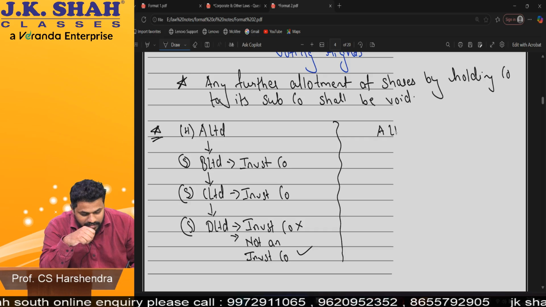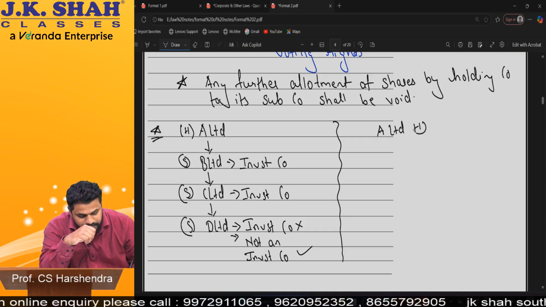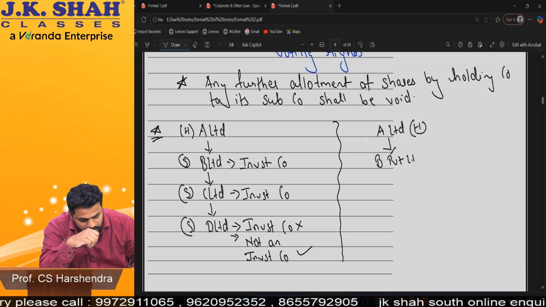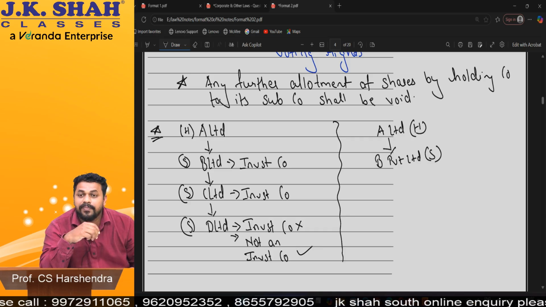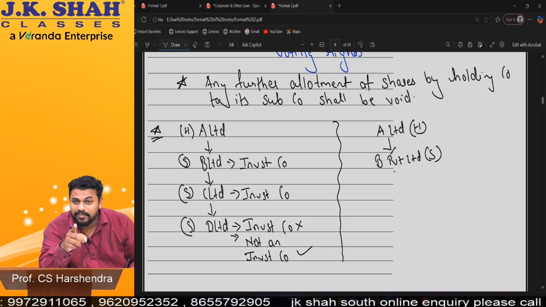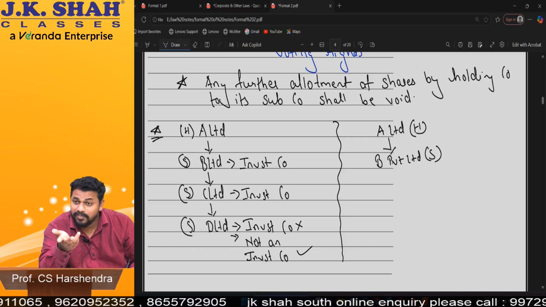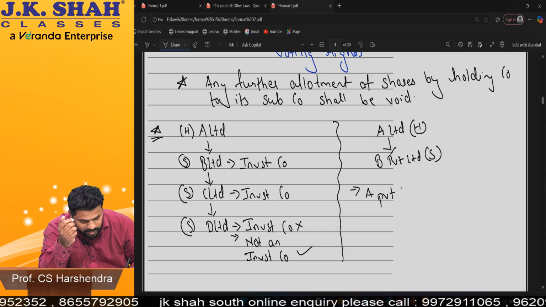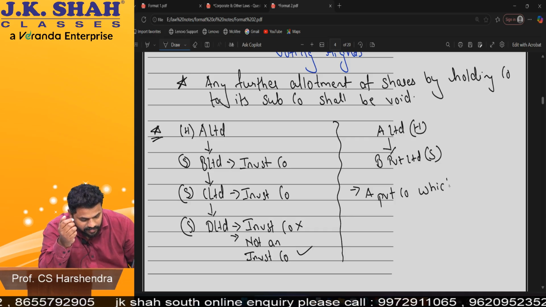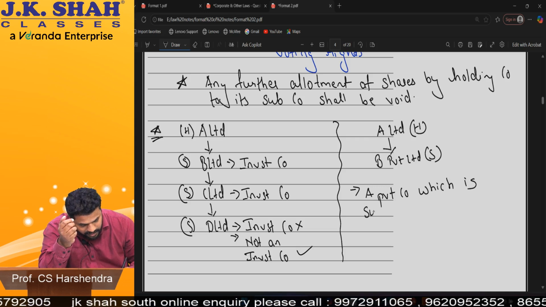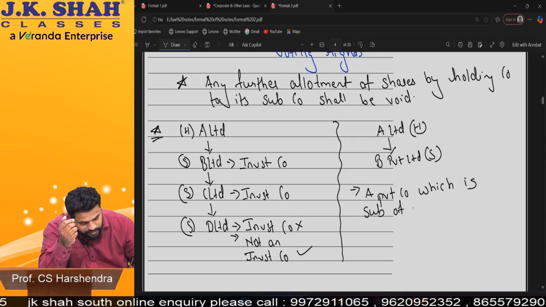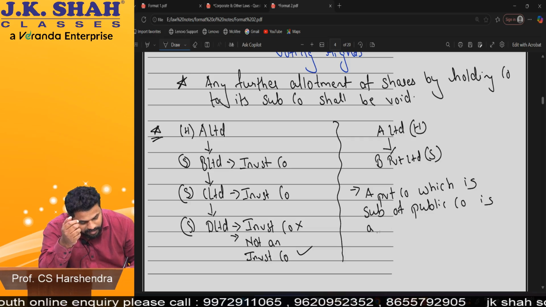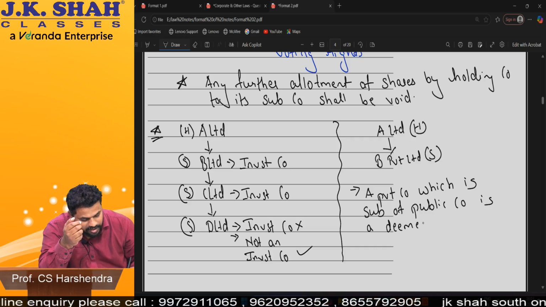Example, A Limited is the holding company and B Private Limited is the subsidiary company. So B Private Limited is a private company which is a subsidiary of a public company. So a private company which is a subsidiary of a public company is a deemed public company. What we call, beta? Deemed public company.